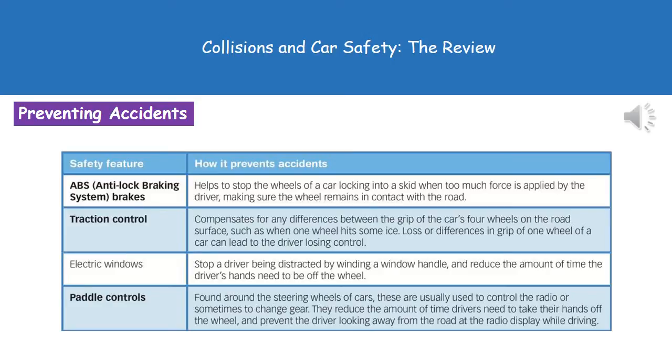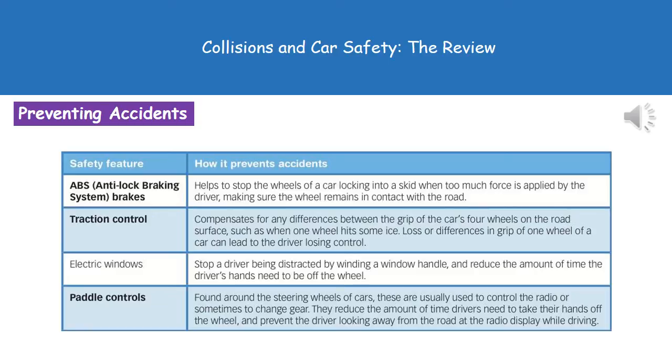Obviously we do have features that are designed to protect people in the event of a collision, but even better than that is avoiding collisions in the first place. So cars actually have a number of safety features which are designed to try to prevent accidents from occurring in that first instance. So in the table here what we've got are 4 of these different features.